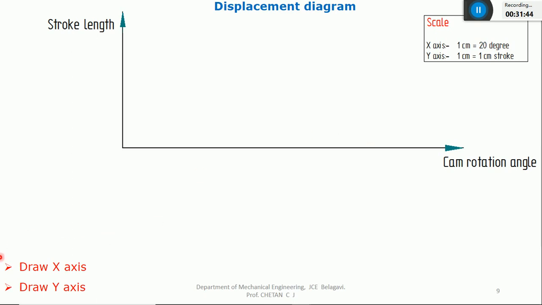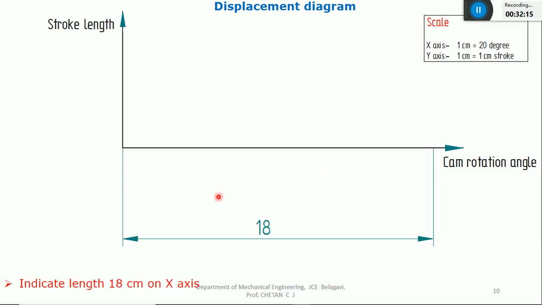Here you can see the instructions I have given on this slide. After the class, I'll share the complete slide. First, draw the x-axis and the y-axis. Along the x-axis, I'll indicate the cam rotation angle from 0 to 360. Along the y-axis, I'll indicate the stroke length, the distance traveled by the follower. 20 degree means 1 centimeter, so for 360 it will be 18 centimeter. I'll mark 18 centimeter along the x-axis, so that 18 into 20 gives 360 degree.